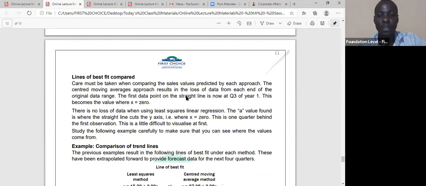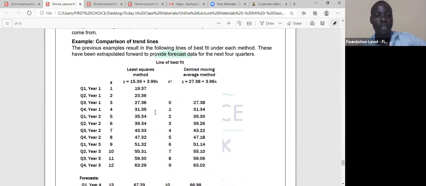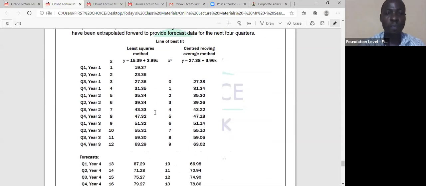So you say that this is 1/4 behind the first observation. It is difficult to visualize at first, but if you study it, you will observe. Now, if you look at it here, look at the lines of best fit compared.